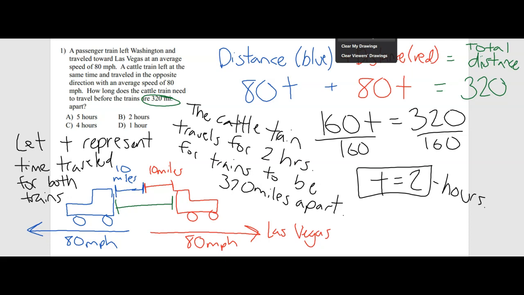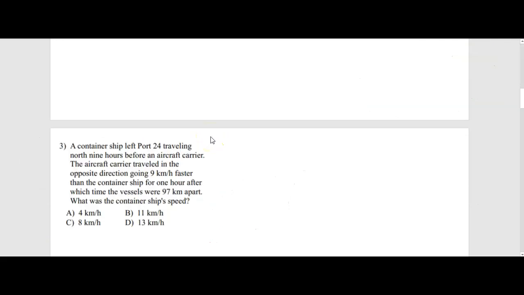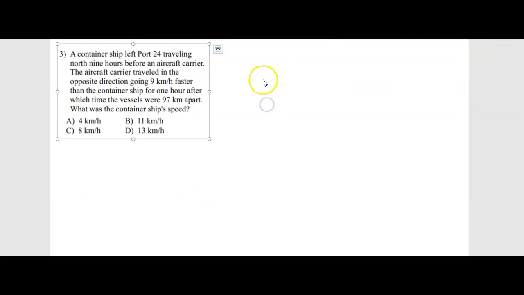So let's clear this. Let's do another one. We're going to move on to number 3. And this one says, a container ship left Port 24 traveling north 9 hours before an aircraft carrier. So all that means is that it had a 9-hour head start on the aircraft carrier. The aircraft carrier traveled in the opposite direction, going 9 kilometers per hour faster than the container ship for 1 hour, after which the vessels were 97 kilometers apart. We need to find the container ship speed.